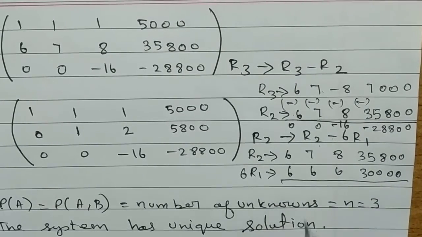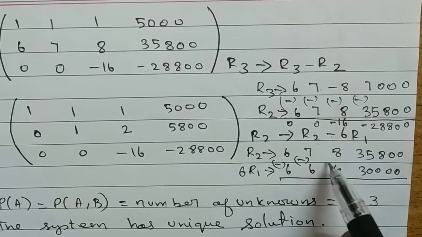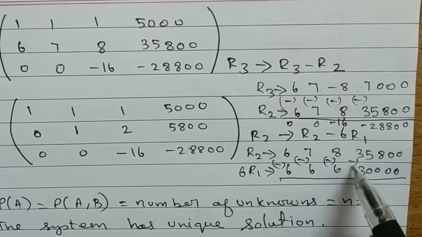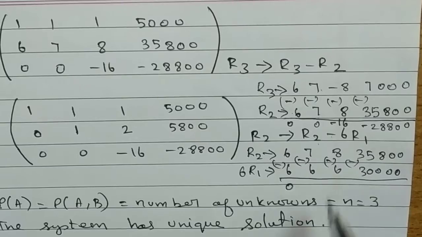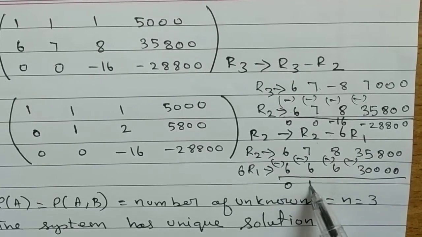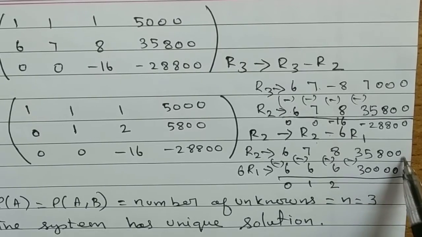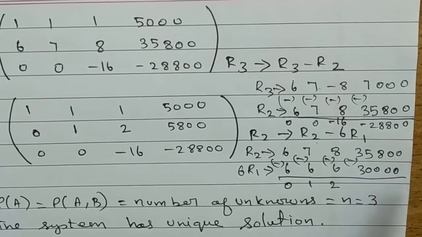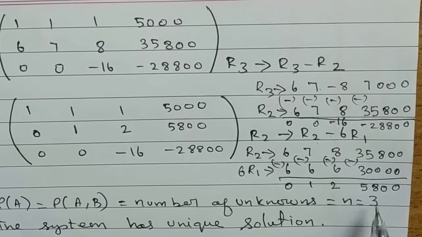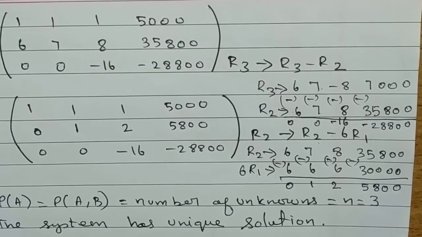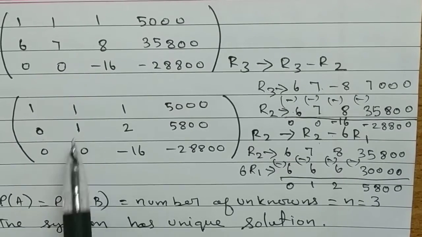Next one, change of sign. So we get minus. Here also minus. Here minus. 6 minus 6, 0. 7 minus 6, 1. 8 minus 6, 2. 35,800 minus 30,000. We get the value 5,800. So the second row is 0, 1, 2, 5,800.